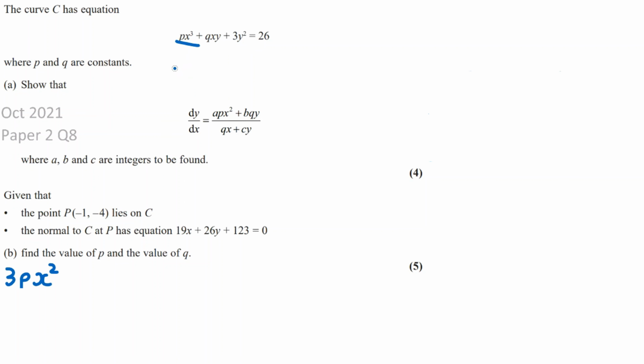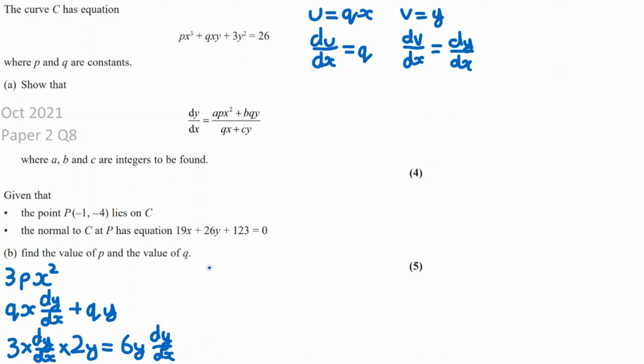So therefore if you use the product rule, it's going to be qx dy over dx plus qy, like we've already talked about in this video. And then if you differentiate 3y squared, again we've already gone through y squared in this video, it's dy over dx multiplied by 2y, and with this 3 at the front multiplying the 2, it's going to become 6y dy over dx. And then this 26 here, remember when you differentiate a constant, it's just 0. So if you differentiate both sides, this side is going to be 3px squared plus qx dy over dx plus qy plus 6y dy over dx, and the other side, this 26, is just going to be 0.